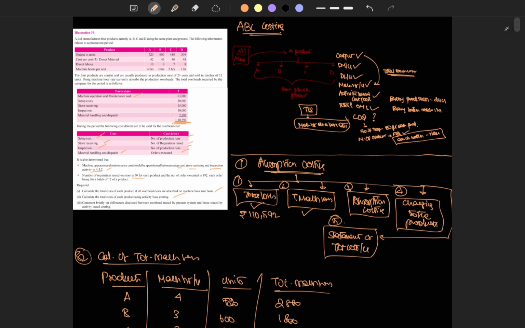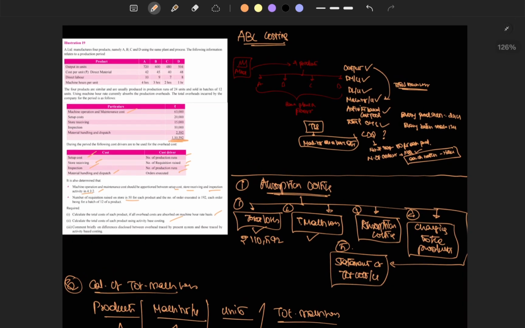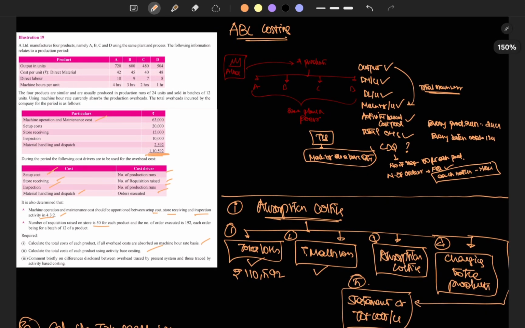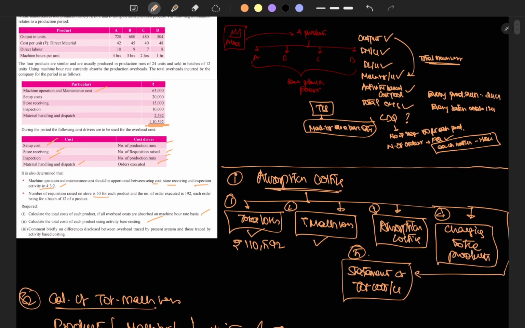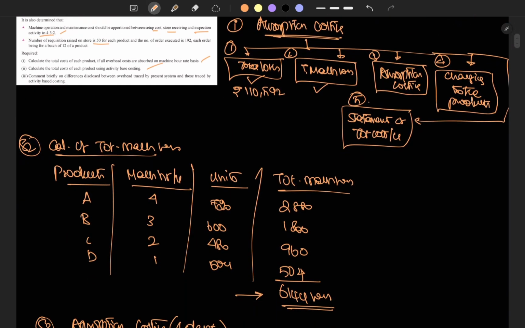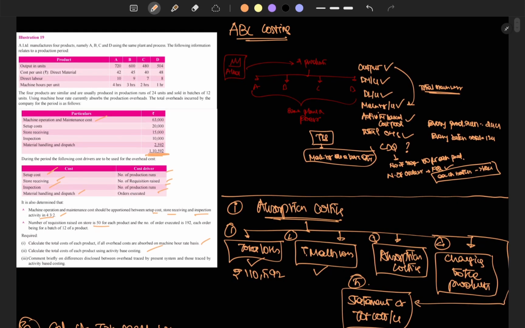I'll give a recap to you all to get a grip over this sum. This is one of the comprehensive sums. If you work out this sum before the exam, this one is enough to handle any kind of sums given under absorption costing. XYZ Limited manufactures 4 products, namely A, B, C, D, and they have given the output per product, the cost per unit, direct labor, and machine hours per unit for every product. So we found machine hours per unit multiplied with output.